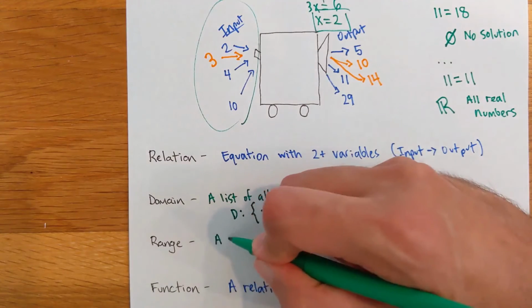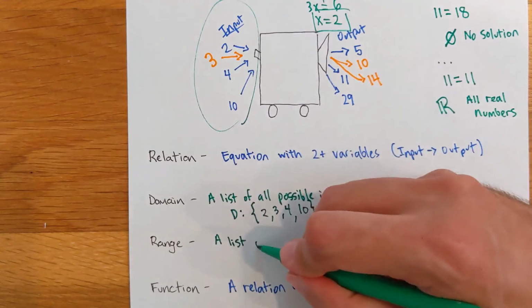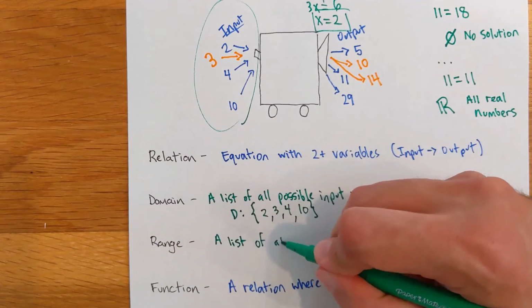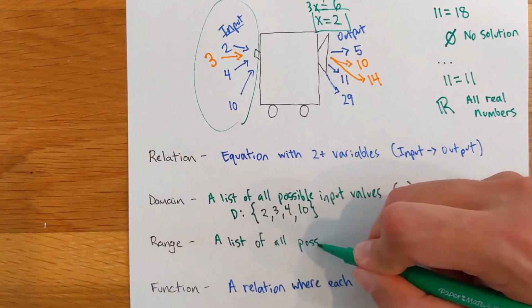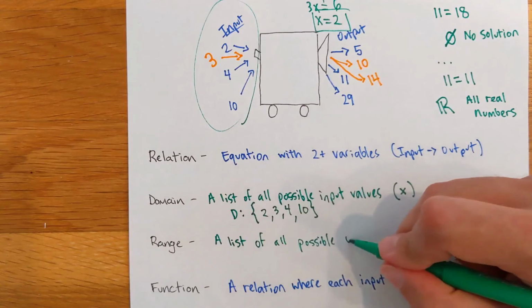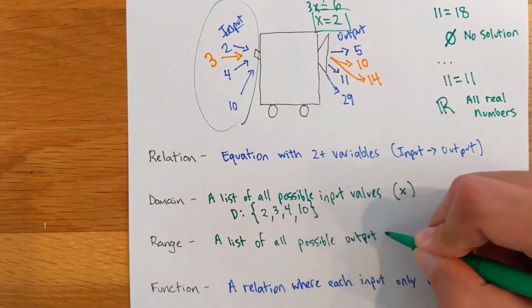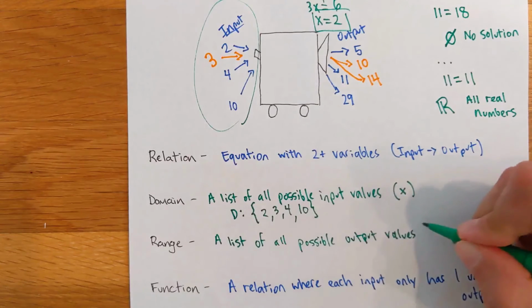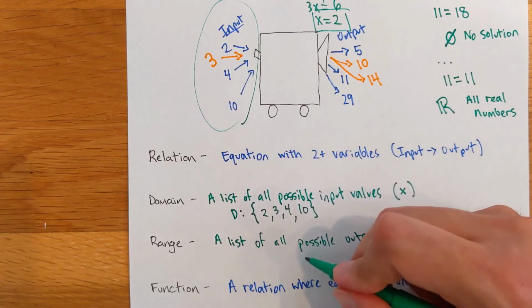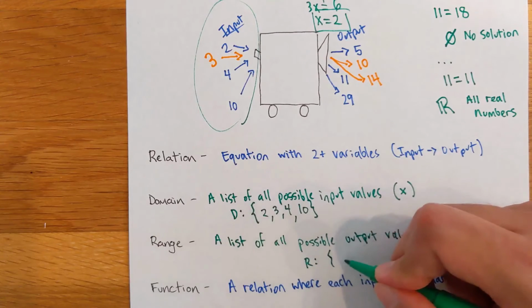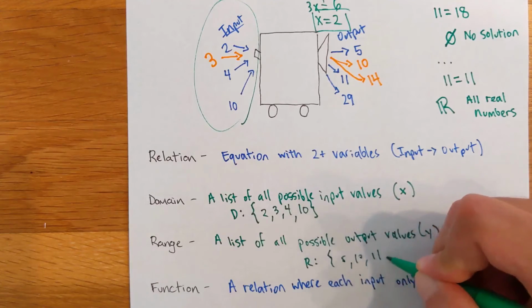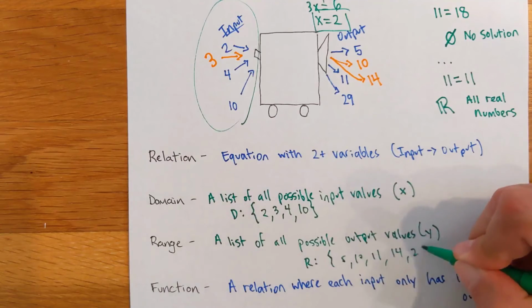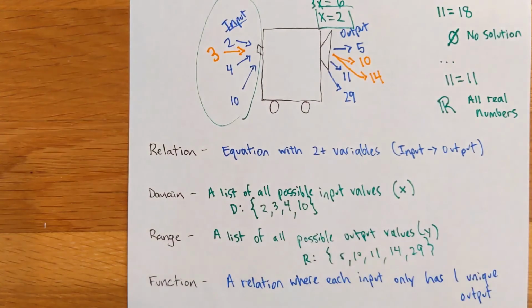Range is a list of all possible y values or output values. All possible output values. And that's our y. So on my problem here, my range would be the numbers 5, 10, 11, 14, and 29. Just put them from least to greatest.